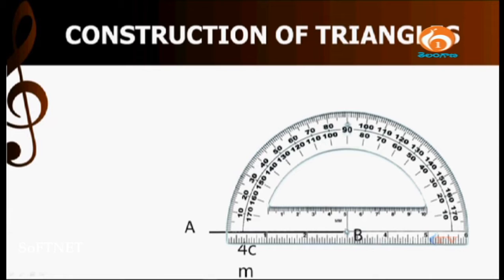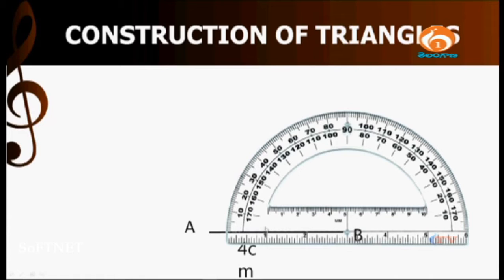But the point is, the vertex of the angle should be kept at the intersection point of this index line and vertical line. I think you are seeing this vertical line from 90 degrees. Therefore, at this point you should keep your protractor.